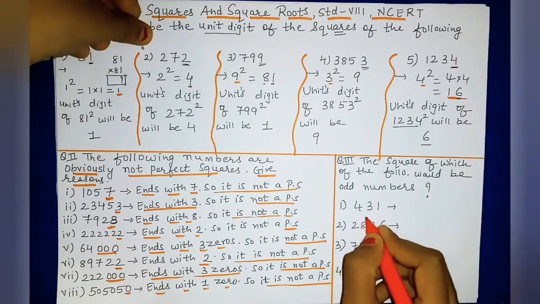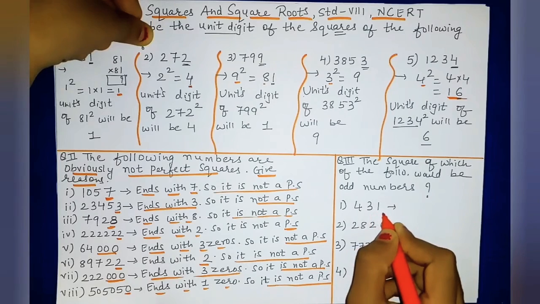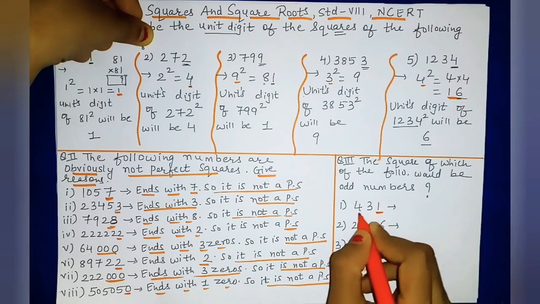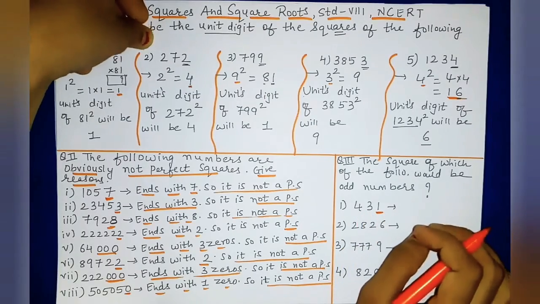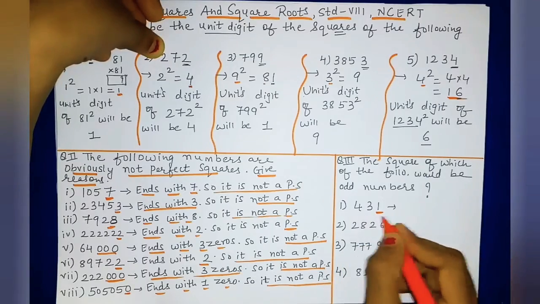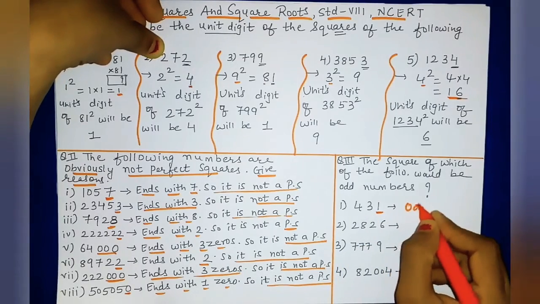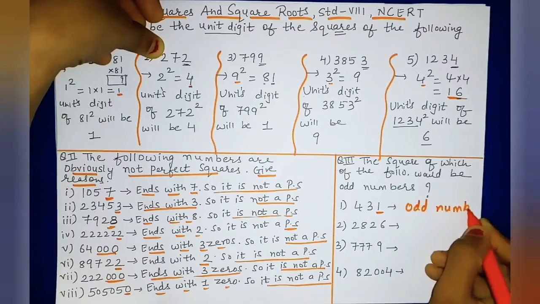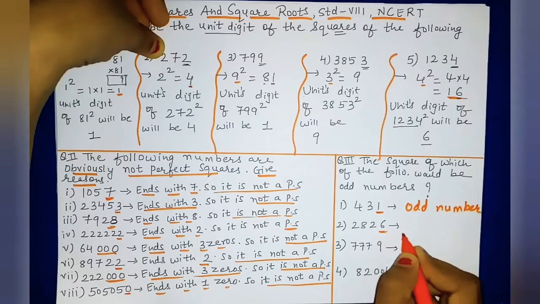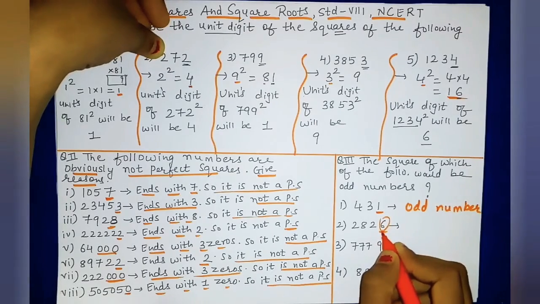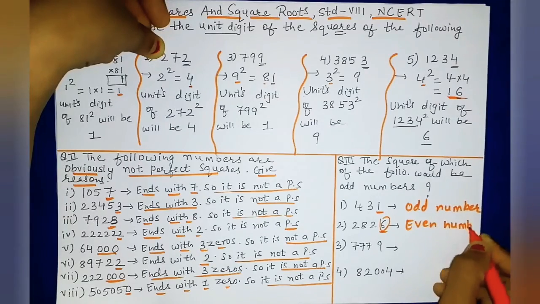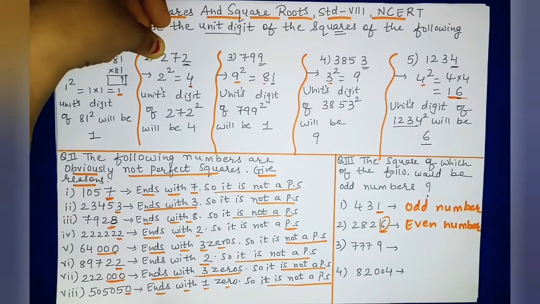Now in the first one, 431 is given, so we just have to check the last digit. The last digit is 1, so 431 is an odd number, so when we square it, the answer will also be odd. Now the second one, the last digit is 6. 6 is even, so the square of this number will be an even number.